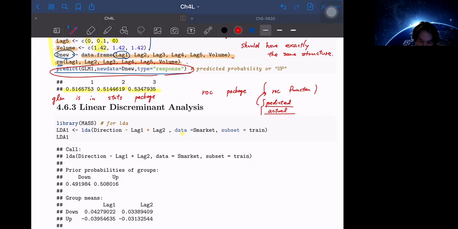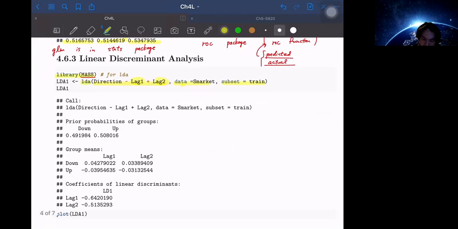But for LDA, linear discriminant analysis, we have to use the MASS package. This is a pretty popular package, probably one of the most popular ones, but you still have to load the package first. Then you can use the LDA function, and the format is the same. Just for illustration purposes, I put only two variables, but you can put many more, Lag1 plus Lag2, plus Lag3, plus Lag4, and Volume, and so on. The format is exactly the same, but the output is of course different.